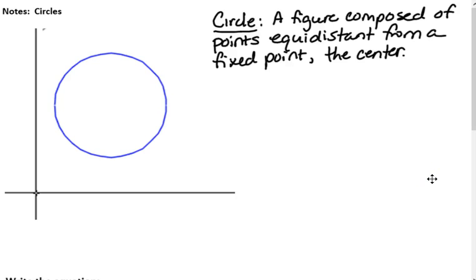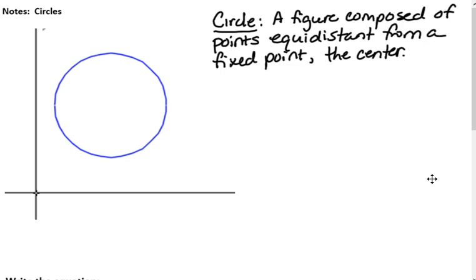Today we're going to talk about our first conic section, the circle. A circle is a figure composed of points equidistant from a fixed point, the center. So you might want to pause and get that written down, and then we'll go on.